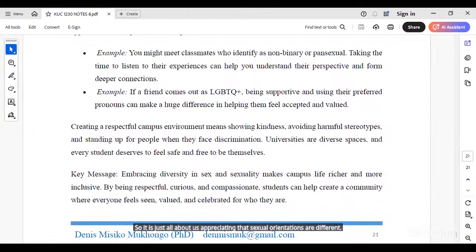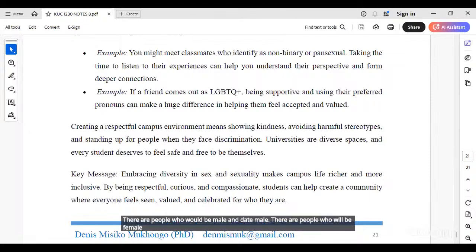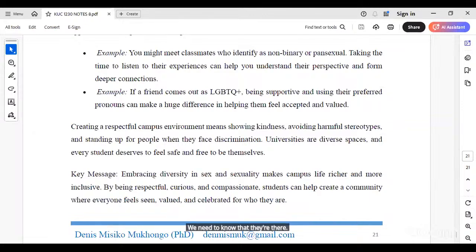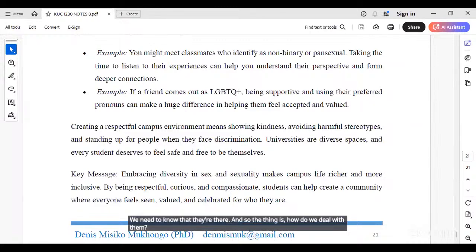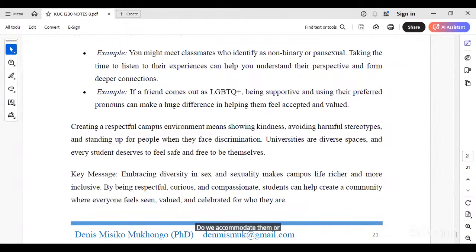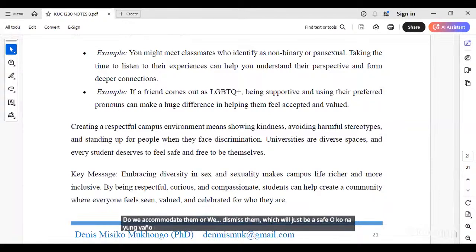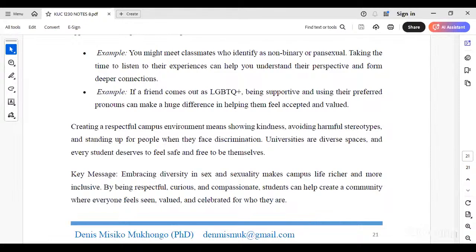There are people who will be male and date male. There are people who will be female and date female. We need to appreciate that fact. We need to know that they're there. And so the thing is, how do we deal with them? Do we accommodate them or we dismiss them, which will just be as if you have a dirty house, and instead of sweeping you buy a carpet and put it on top. So thinking that they are not there is just living a false life.